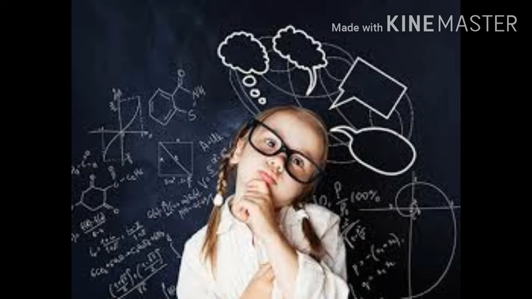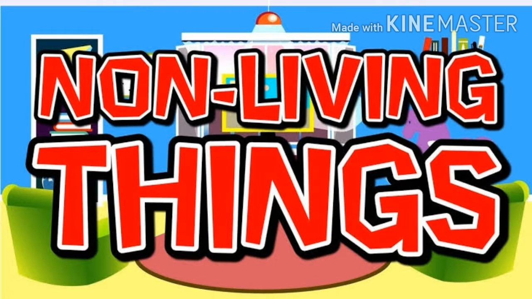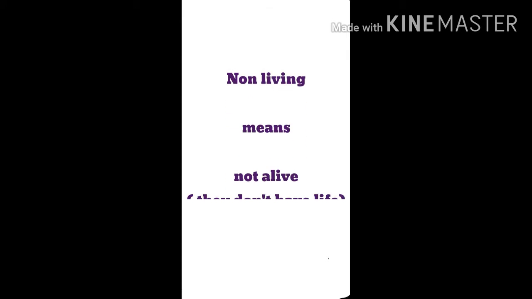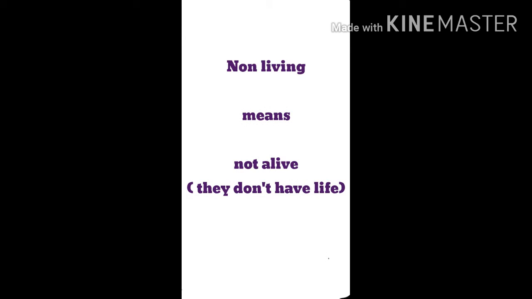So, children, you have a task for this topic living thing. You have to find any two living thing and list out their activities. Next, we are going to see about non-living things. First, let's see the meaning. Non-living means not alive, that is, they do not have life.